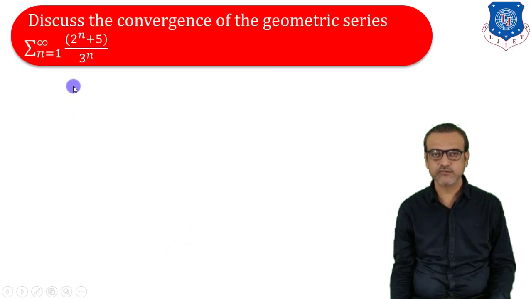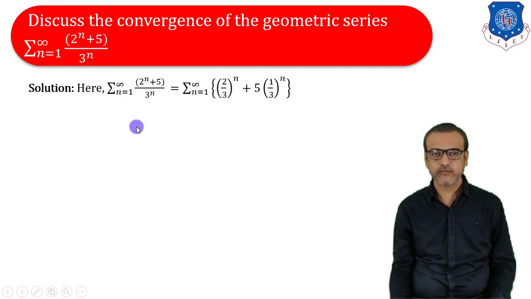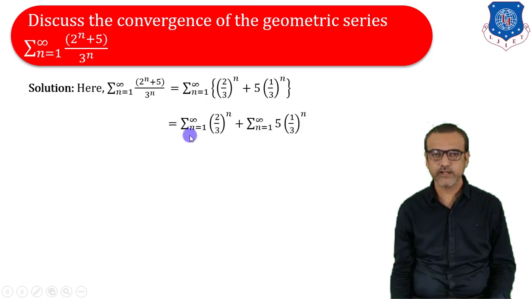Now we have to discuss the convergence of the series sigma n from 1 to infinity (2^n + 5) upon 3^n. We will write this series as sigma n from 1 to infinity (2/3)^n plus 5, a constant value, (1/3)^n. Now this is the addition of two series, and both are geometric series.